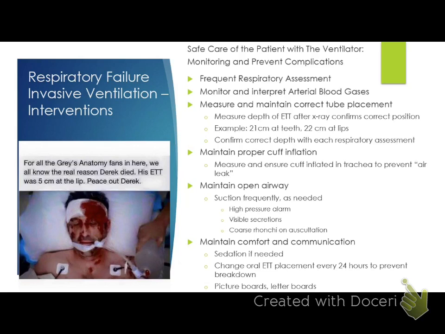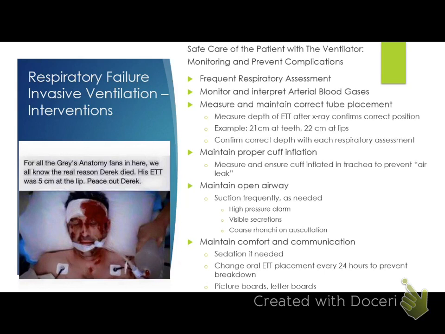We'll talk about the alarms, but when the ventilator can't push air in, it'll send off an alarm saying, hey, I'm meeting a lot of resistance. If they don't have closed up airways, usually it's secretion. So if the ventilator is screaming high pressure alarm, it might be time to suction your patient, even if you don't hear it. If they have visible secretions or you can hear them, or they have bronchi on auscultation, suction your patient. Clear their airway.